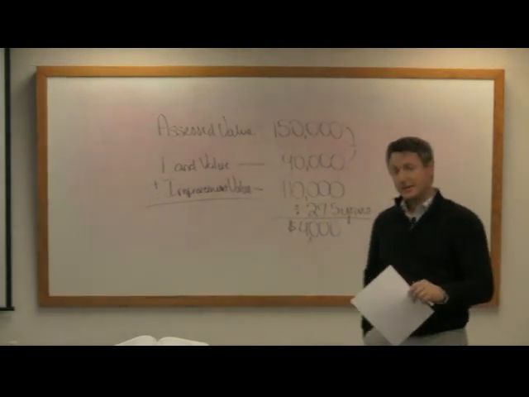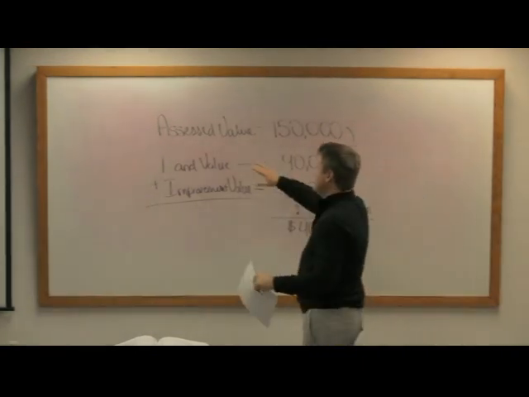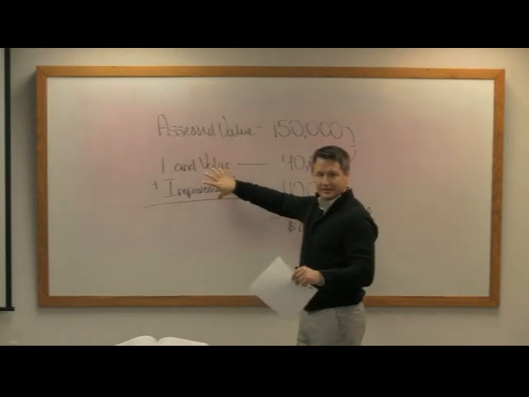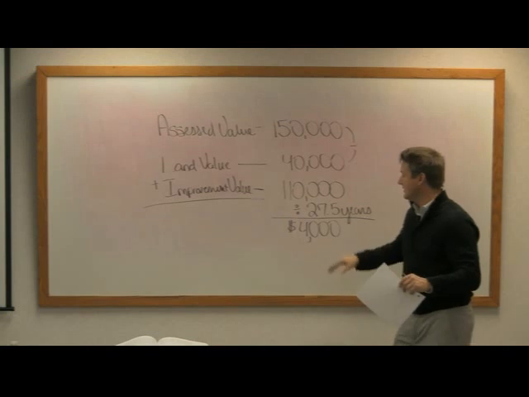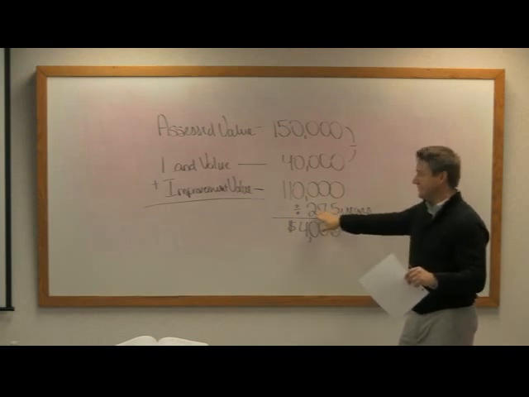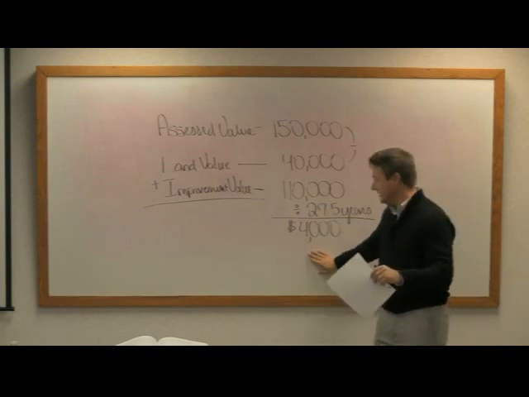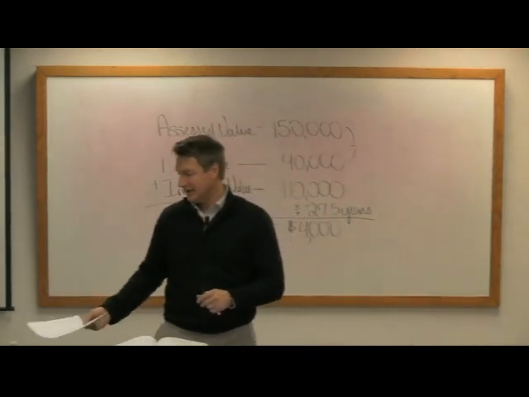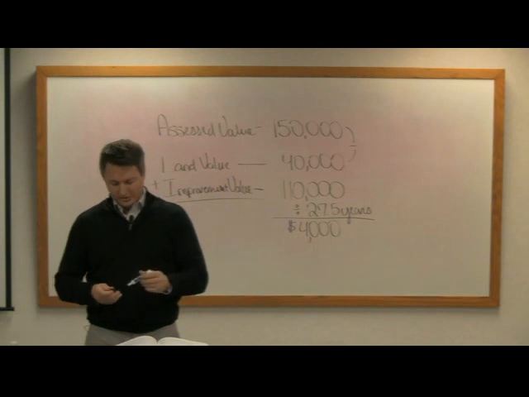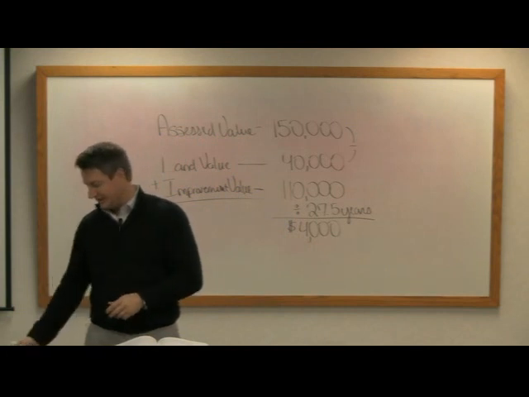Yes. So because they used the word assessed, we already have these two figured in there. And so what we need to do is subtract out the $40,000, which gives us 110. When we divide that by 27.5, we get $4,000 that can be deducted over the course of the next 27.5 years.